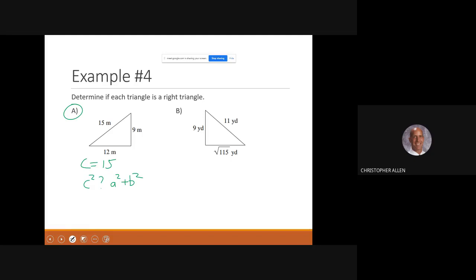So c here is going to be 15 squared. A is, well, I'm just going to let 12 be a, it doesn't matter. And then b is going to be 9. So let's see if those things are equal. I'll put a question mark. In fact, let me do my question mark in a different color here just to make it stand out a little bit. Question mark. Okay, so 15 squared, I think that's 225, if I'm not mistaken. 12 squared is 144, and 9 squared is 81.